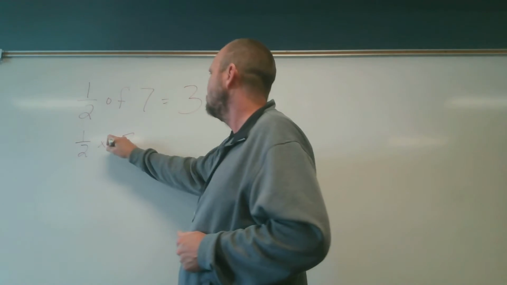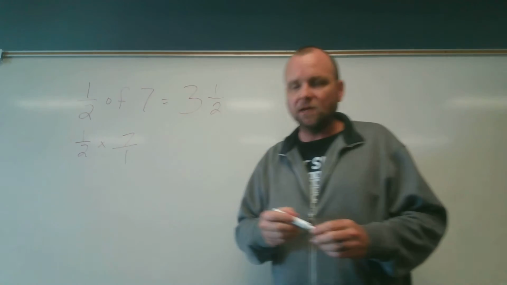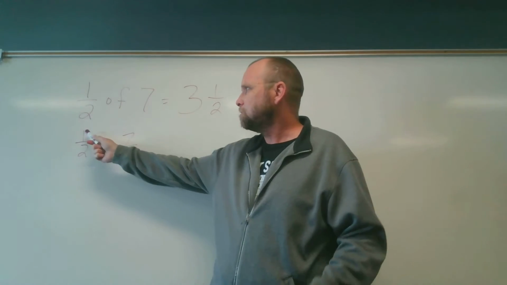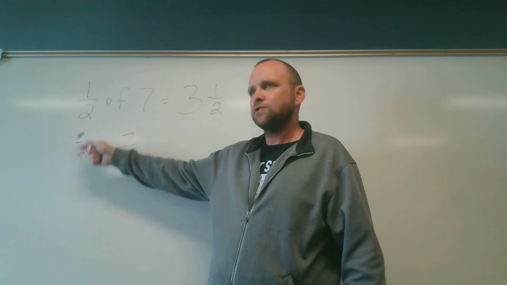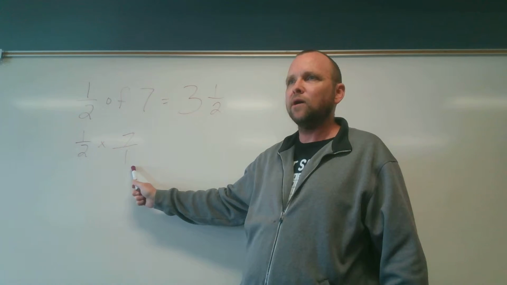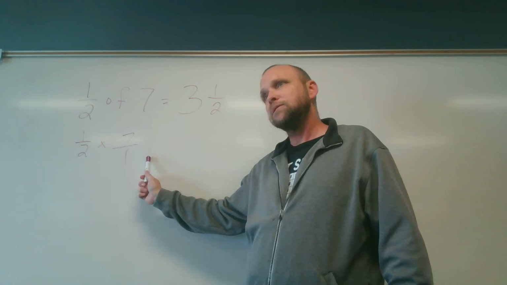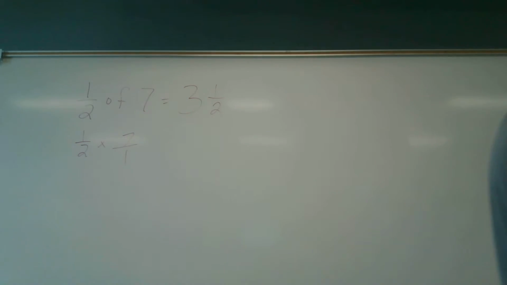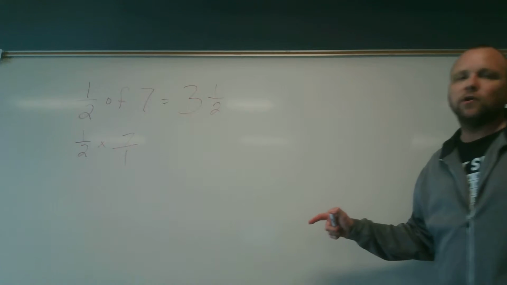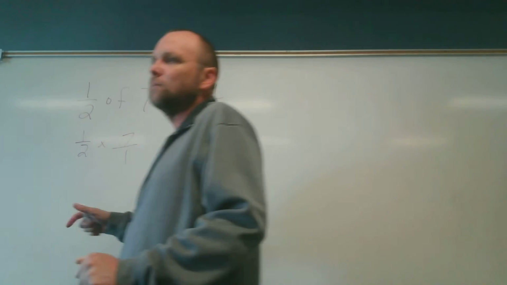7 over 1. Good. Because fractions are simply division problems. This is 1 divided by 2, which is 0.5, which is 1/2. This is 7 divided by 1, which equals 7. Okay, now when multiplying fractions, we multiply straight across, numerator times numerator, denominator times denominator.